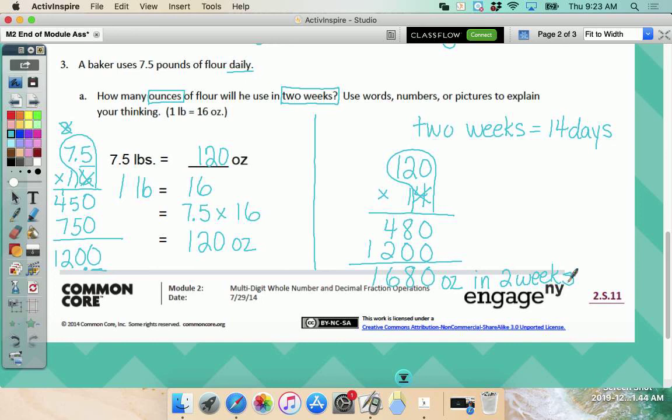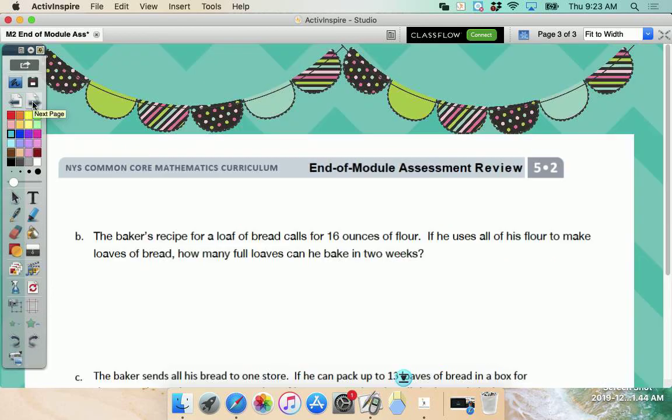Okay, now that number's 1,680 ounces we need for the next question, and it's on the back. So go to the back. What was my answer just now? Write it down. I'm even going to put a bubble around it. This came from my thoughts on the other side of the page.